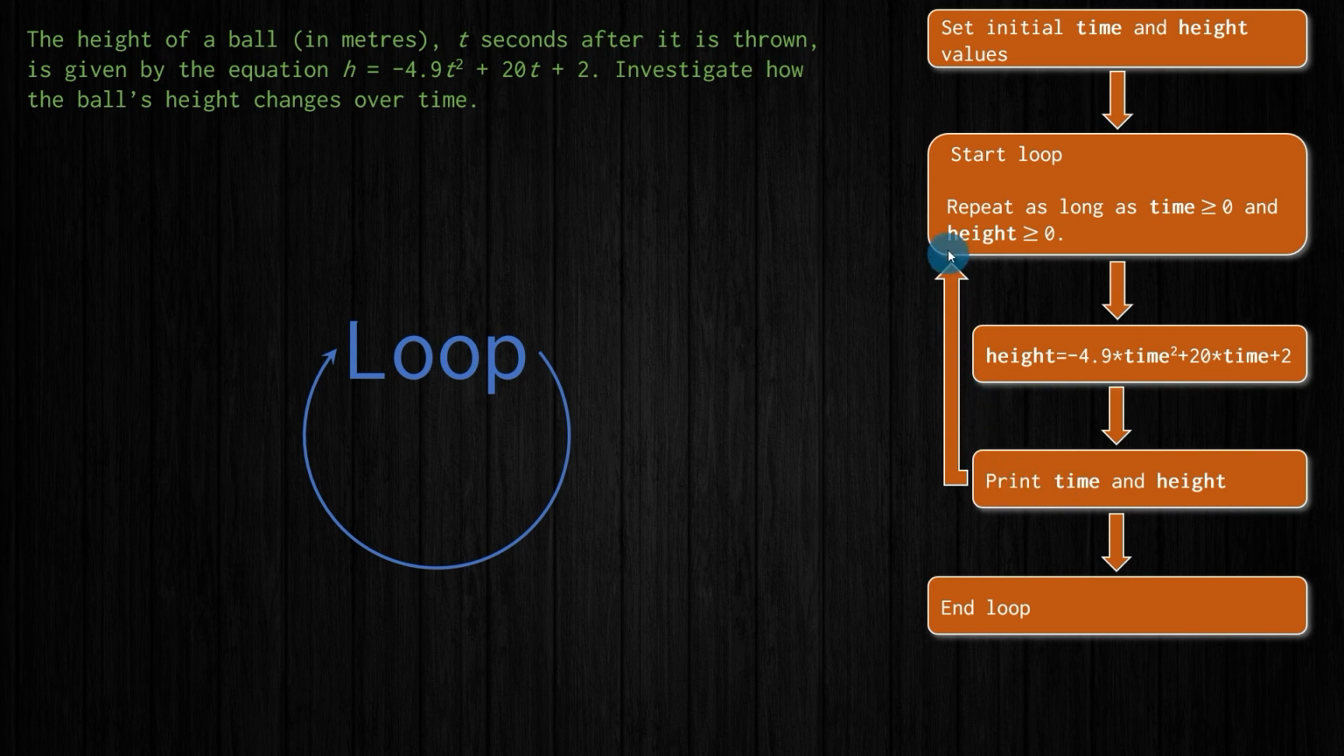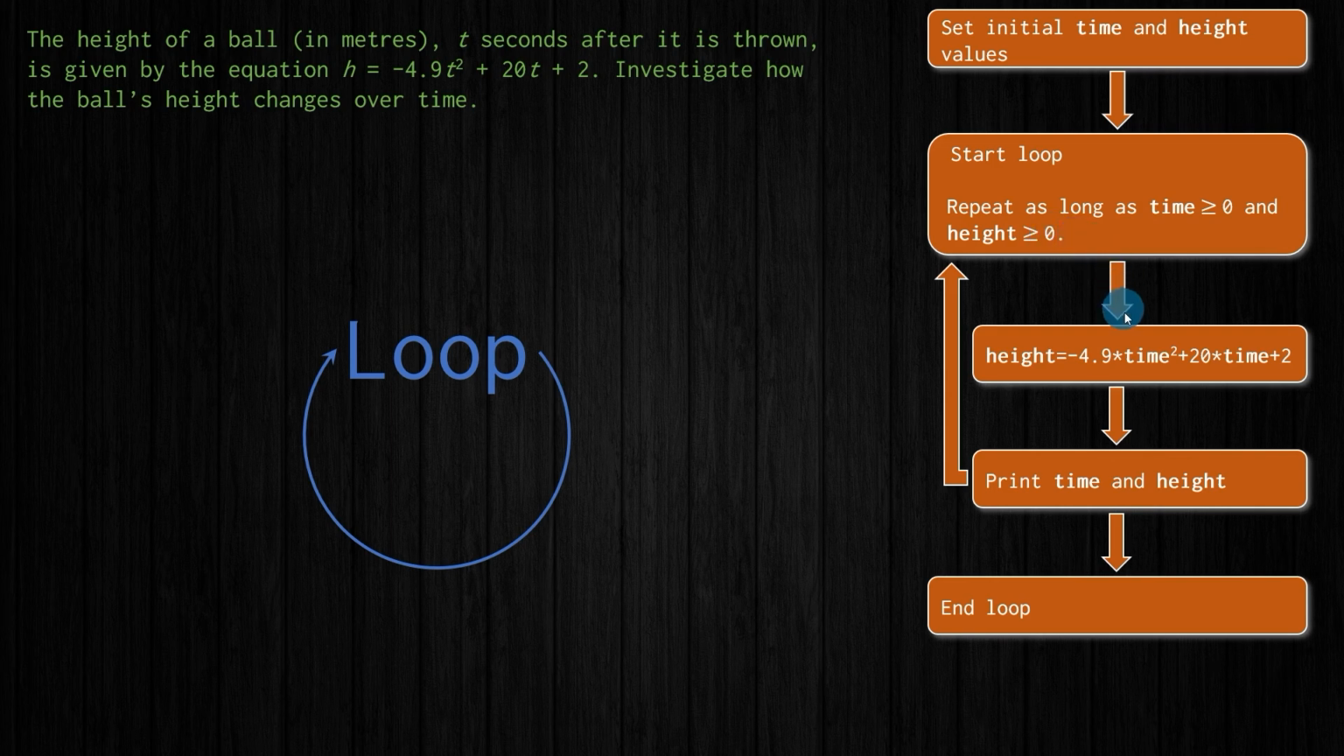And then it's going to go back, and we're going to check: are these conditions being met? Well, probably, right? Because the time was 0. We didn't change that, so it's still 0. The height would have been updated likely to a positive value, because if you sub 0 in here, yeah, it's going to work out to 2. So that condition is being met as well.